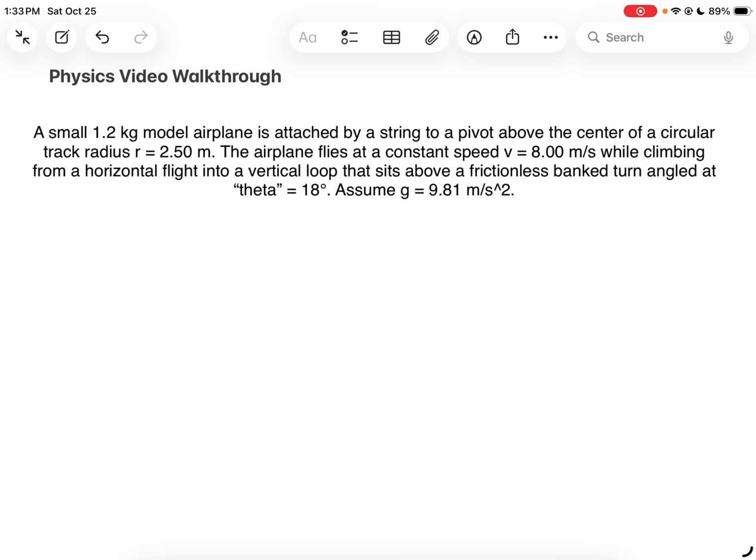The airplane flies at a constant speed, v equals 8 meters per second, while climbing from a horizontal flight into a vertical loop that sits above a frictionless banked turn angled at theta equals 18 degrees. And we're going to assume that gravity equals 9.8.